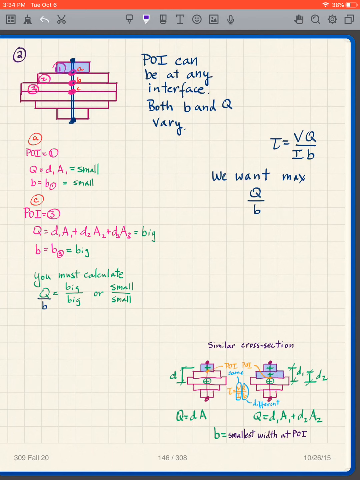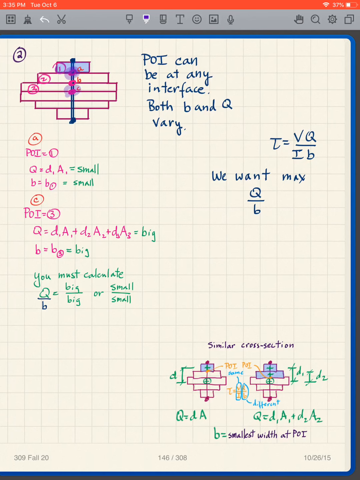So I need both B and Q for these different points of interest. So if I have a point of interest A, well, the shaded area is shown, and again I have Q equal to D1A1, and now what is my B? B is B1 because it's the smallest. In other words, at point A, I've got a width of the 1, and I also have a width of the 2. Well, I choose the smallest one. So it's B of the smallest one, 1.